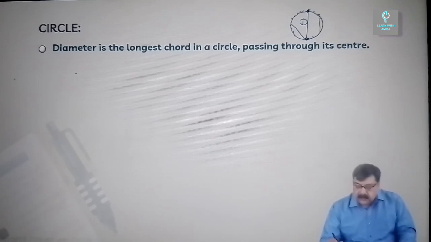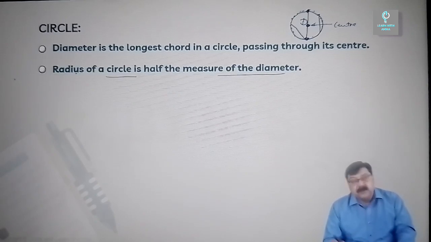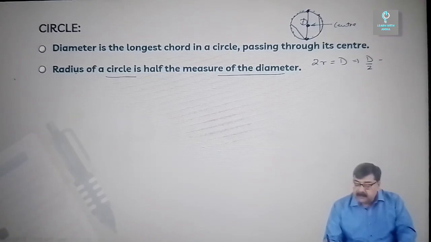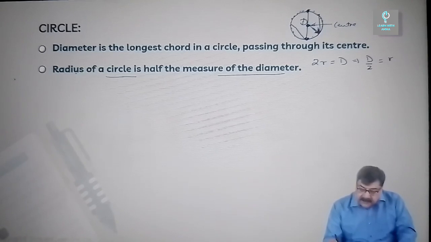Now this is also a chord. All these are chords. But the longest chord will be called the diameter, which passes right through the center of the circle. Now radius of a circle is half the measure of the diameter. You can say 2r or twice the radius is diameter, or we can say d by 2, diameter is half, is radius. So this much is a radius. This again, as you can see here, is a radius.